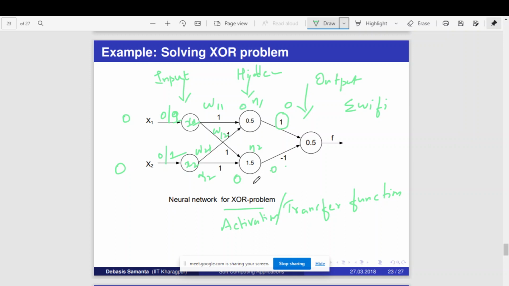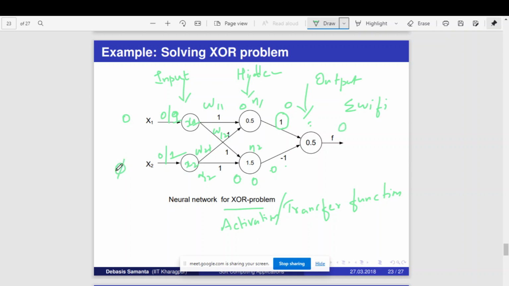Here the input is 0. Here also the input is 0. So 0 into 1 is 0, and 0 into minus 1 is also 0. Both will be added and it will come here. If this is greater than 0.5, it will result in 1. Otherwise, it will result in 0. So here everything is 0, so it will be 0.